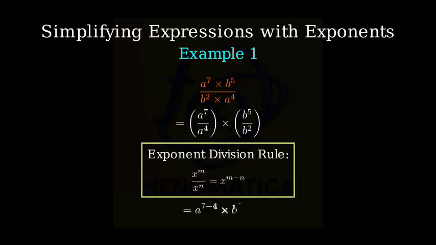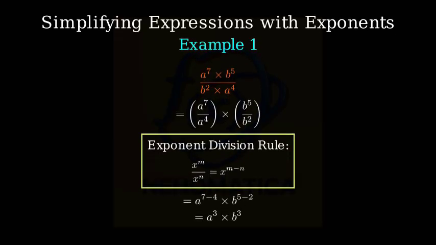For our second step, we'll apply the exponent division rule, which states that when dividing terms with the same base, we subtract the exponents. So a to the m divided by a to the n equals a to the power of m minus n. For our third step, we'll simplify the expressions by performing the subtraction within the exponents. 7 minus 4 equals 3, and 5 minus 2 equals 3.